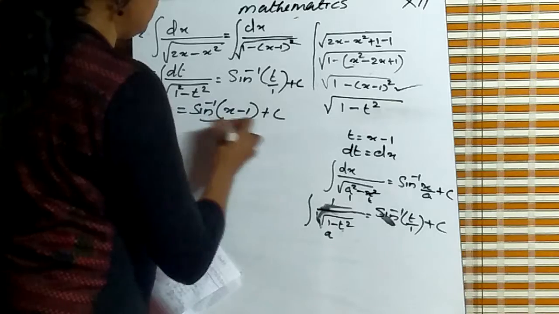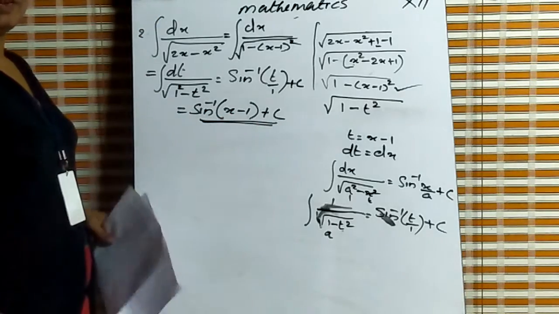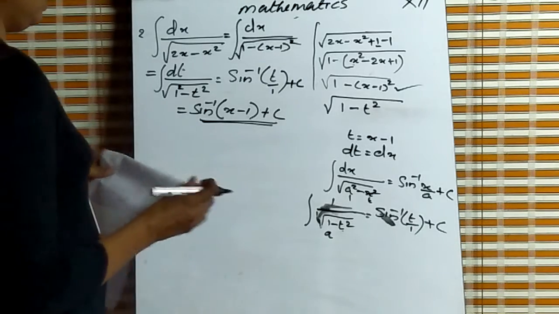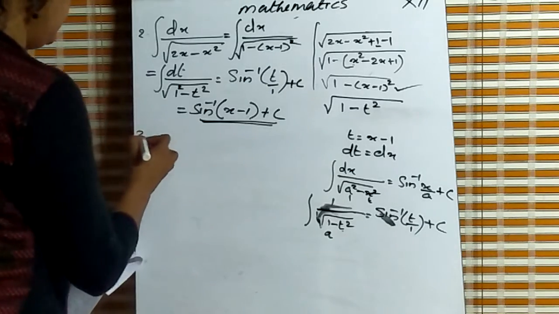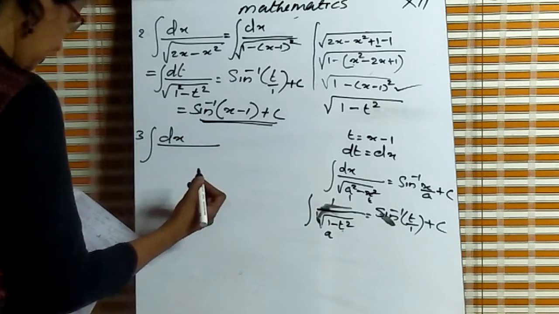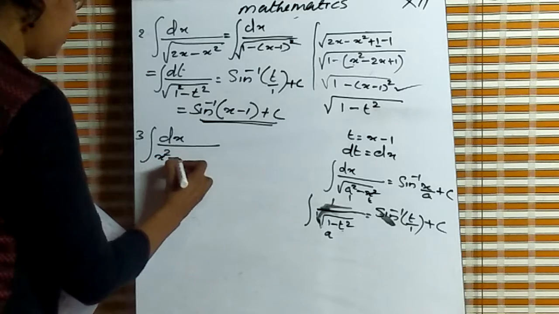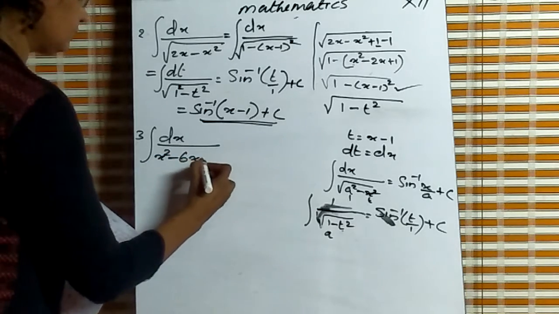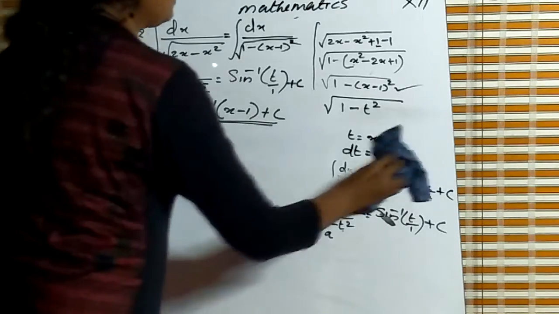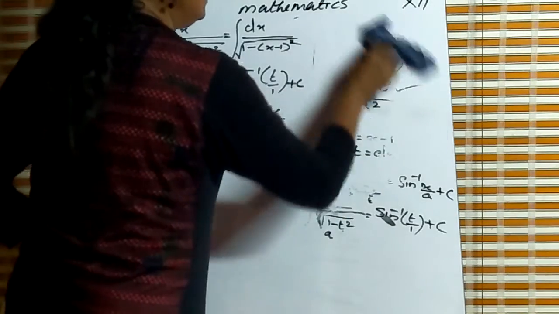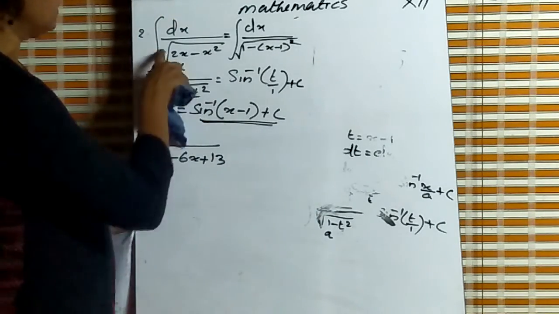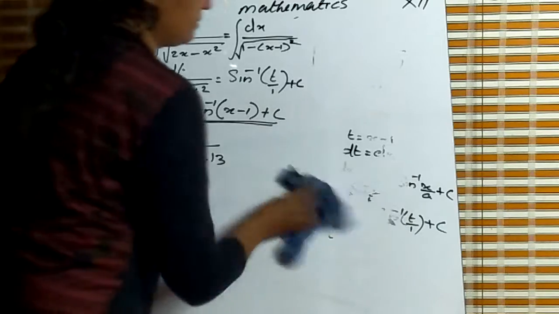So our answer is sin inverse (x minus 1) plus c. Then third question: integral dx by x square minus 6x plus 13. Here also we use the method of completing square. In the first question, the given expression is inside the square root, but here it is outside.